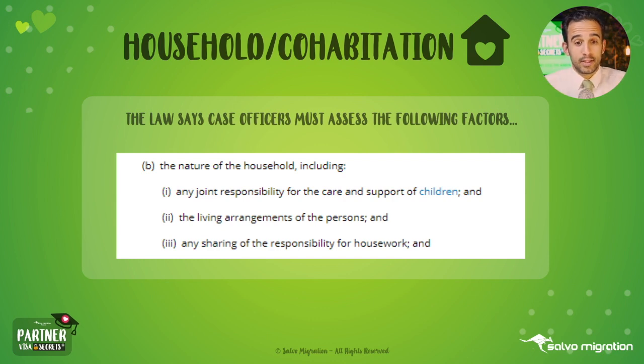Let's recap quickly household cohabitation. Now, what they're going to look at, again, these were the things that we looked at in the law yesterday. The law says case officers must assess the following factors. They must assess any joint responsibilities for the care and support of children, the living arrangements of the persons, and any sharing of the responsibility of housework. Okay, that is the nature of household. That's that aspect they're going to look at.